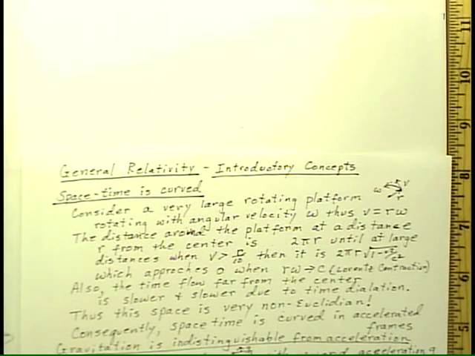The mathematical theory of curved space-time was done by a large number of different mathematicians, but the predominant contributions were made by Riemann and by Gauss in the 1800s. The next thing that Einstein began to realize was that gravitation is indistinguishable from acceleration.